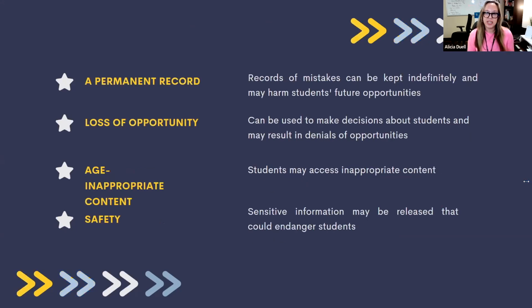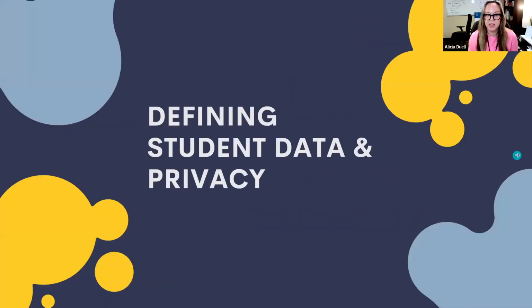It could also, data that is collected could become part of a student's permanent record. It could result in loss of opportunity if certain information gets out about students. It could result in them being prevented from attending colleges or from getting jobs. They could access inappropriate age content. And then finally, some sensitive information could be released that could actually endanger students in several different ways.